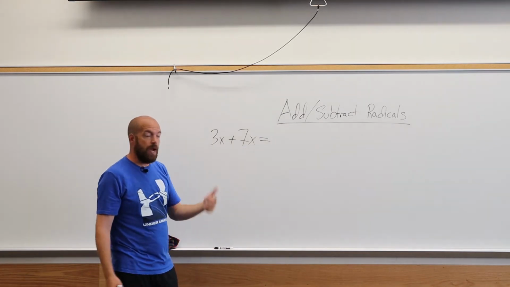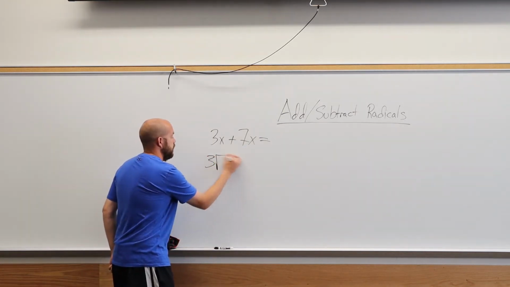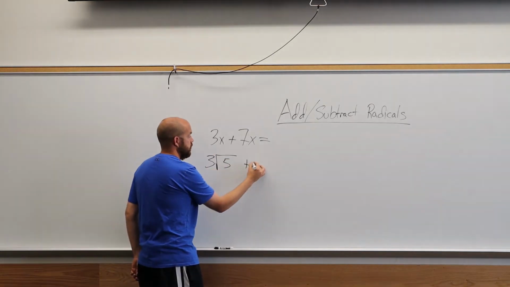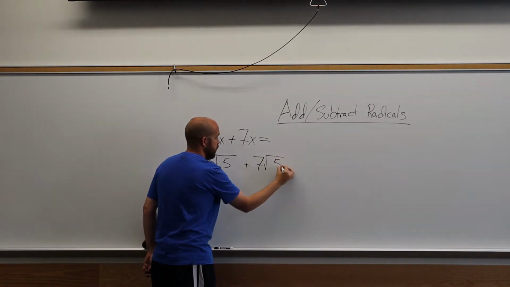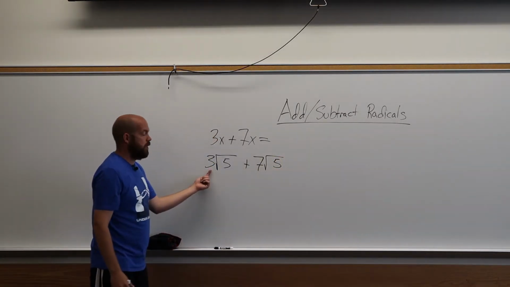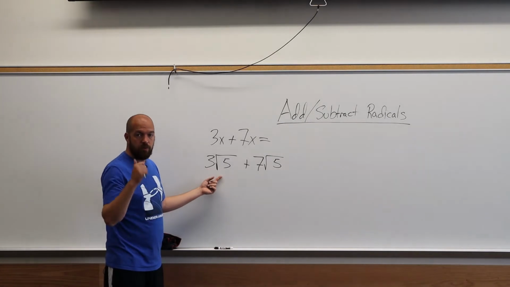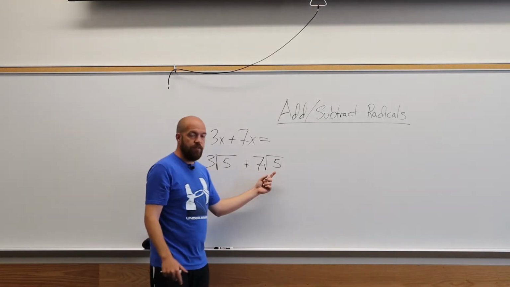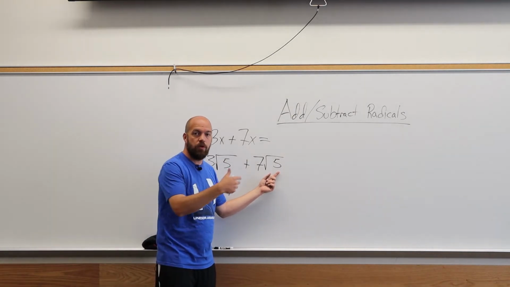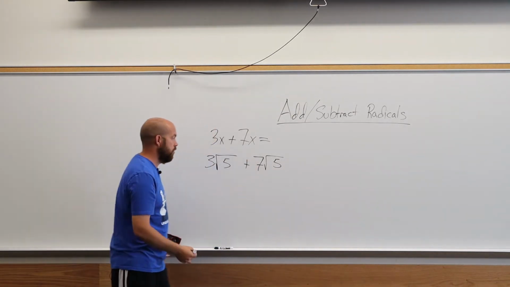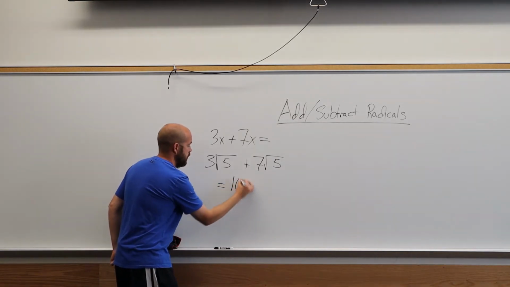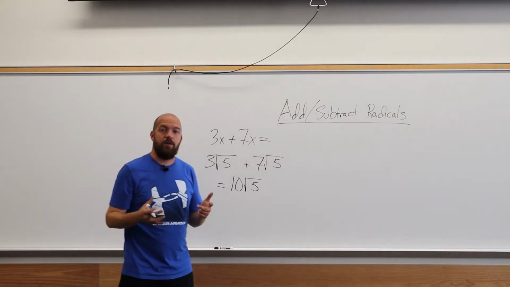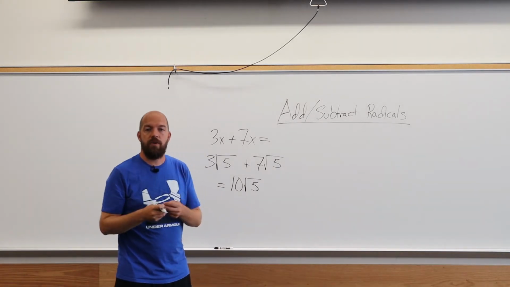The same thing is true with radicals. If I have 3 radical 5, or 3 square roots of 5, plus 7 square roots of 5, this means that I have 3 of these things, or square root of 5 plus another square root of 5 plus another square root of 5, plus 7 more of these things. So that would be 7 more square roots of 5, for a grand total of 10 square roots of 5. So whenever you're adding radicals together, you're simply counting how many of them you have.